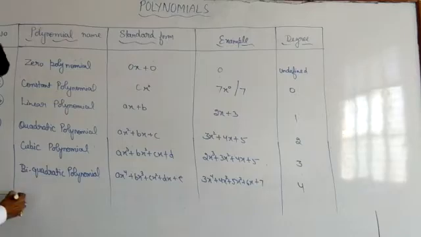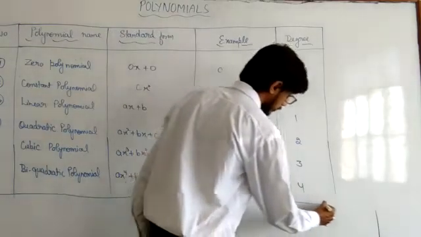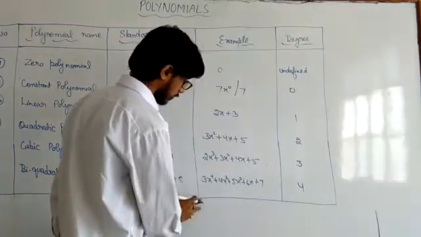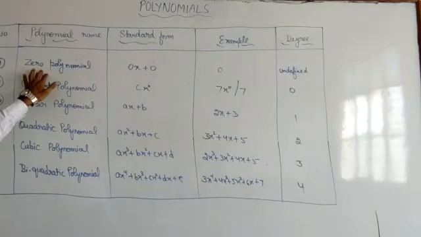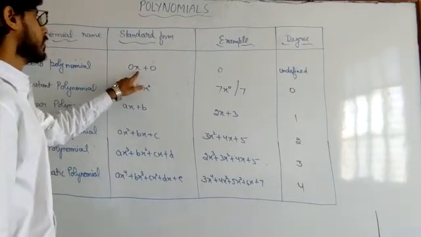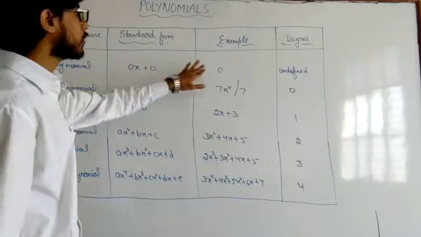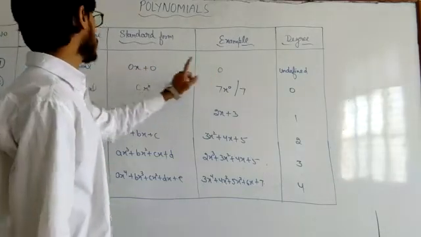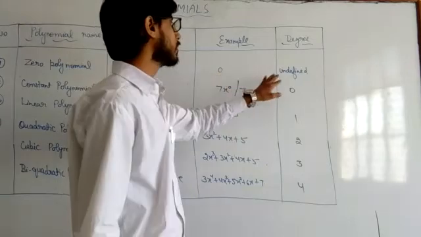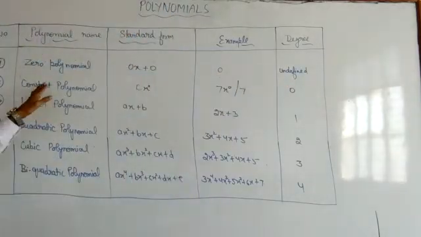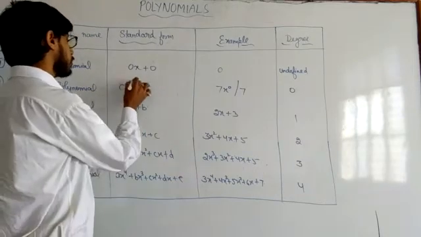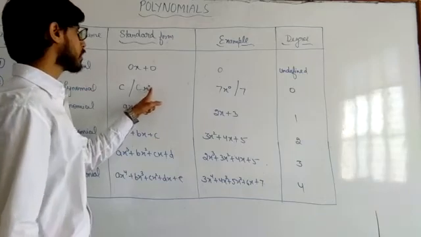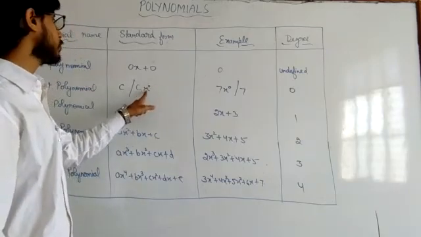This way you have to learn this table: name of polynomial, standard form, examples, and degree. Zero polynomial, 0x. 0 into x is 0. So example 0. 0 is an example of zero polynomial and degree of 0 is undefined. Second is constant polynomial, c. Standard form c. Here we can also write c x to the power 0, because x to the power 0 is 1, or c into 1, c.